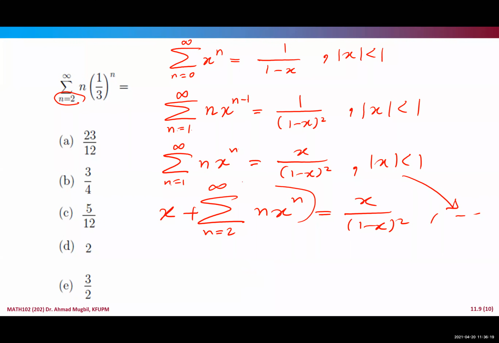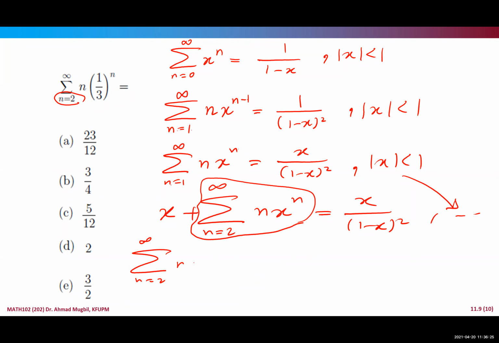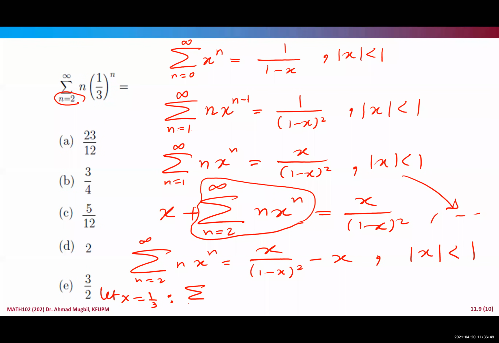Now this is what we want, guys. So the sum from n equals 2 to infinity of n x to the power n equals x over (1 minus x) all squared, minus x. We move this x to the other side. Now this is for any x between negative 1 and 1, not only for a third. Now let x equal a third. This is what you need to do. This will be the sum from n equals 2 to infinity of n times (a third) to the power n, which is what we want, equals a third over (1 minus a third) all squared, which is (2 over 3) all squared, which is 4 over 9.